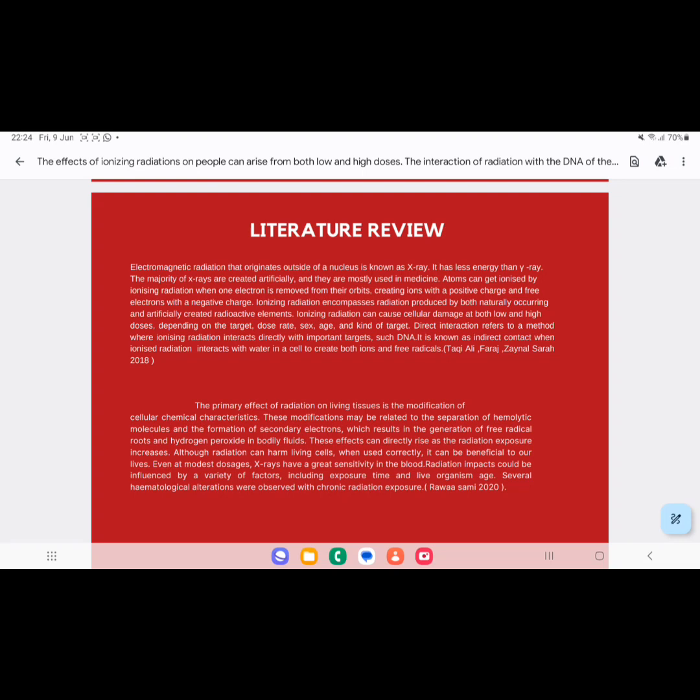Even at modest dosages, X-rays have a great sensitivity in the blood. Radiation impacts could be influenced by a variety of factors, including exposure time and living organism age. Several hematological alterations were observed with chronic radiation exposure.